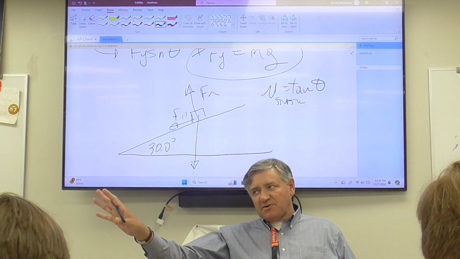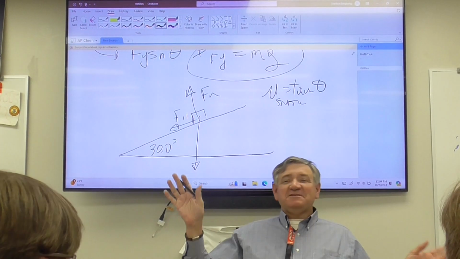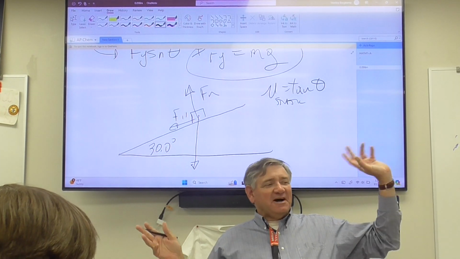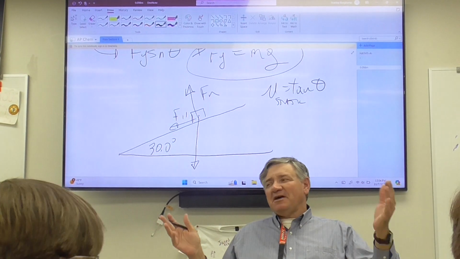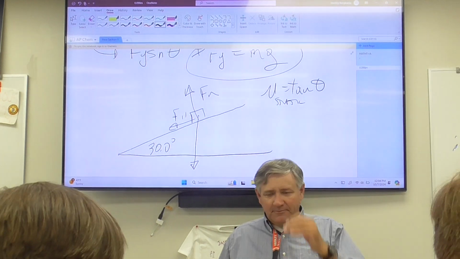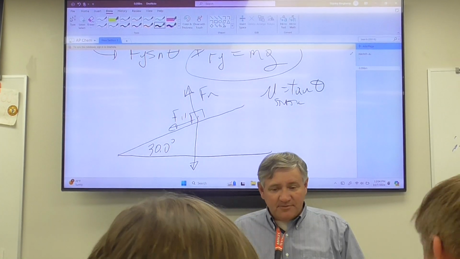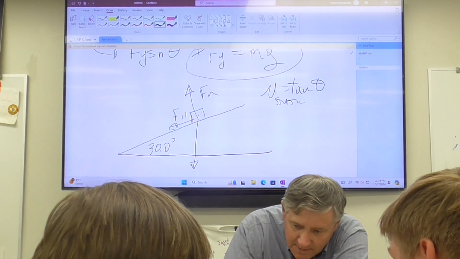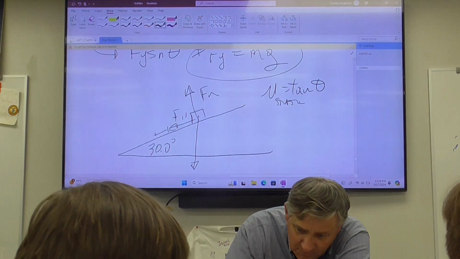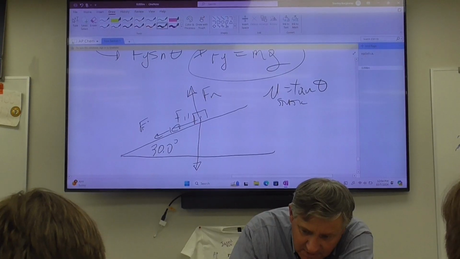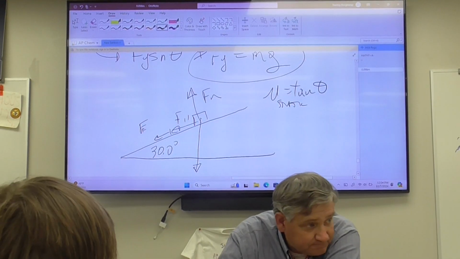But that only works on a 30-degree angle. Don't think, oh, that always works. Here's how I get force parallel. I just divide by 2. No, that only works because it's a 30-degree angle. Now, here's the other thing that you should have, pointing down the inclined plane. As a separate vector, somewhere you should have your force friction, okay?